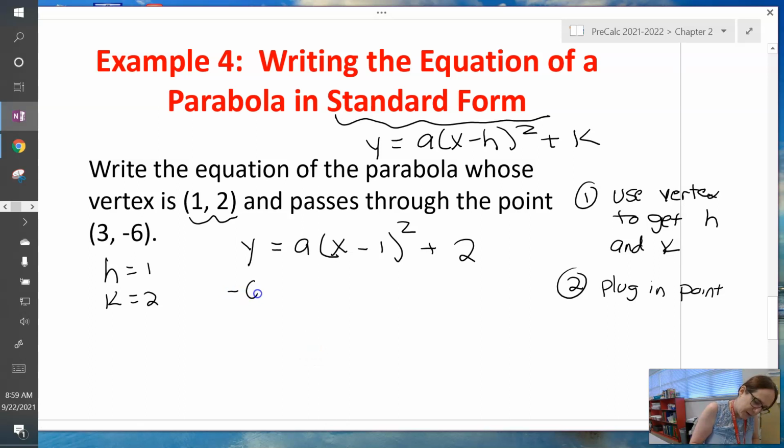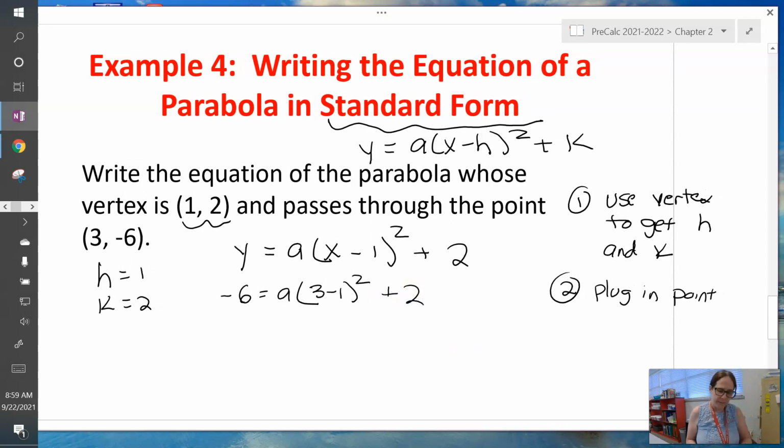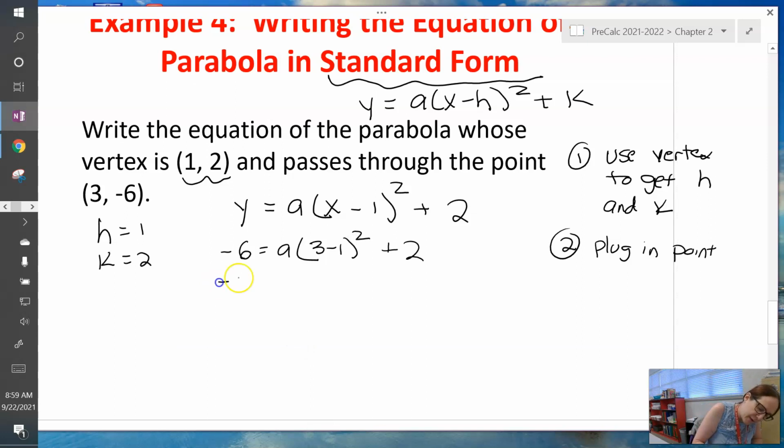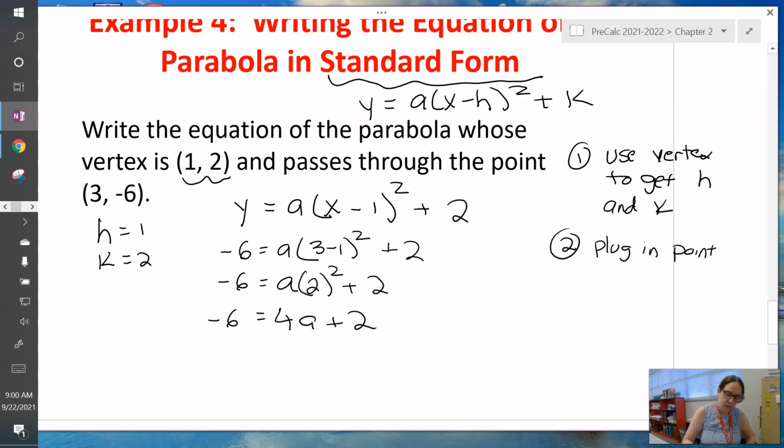y is -6, so -6 equals a times (3 minus 1) squared plus 2, plus k. Alright, so now I have -6 equals a times 2 squared. So -6 equals 4a plus 2. Now just subtract 2 from both sides. -8 equals 4a. Then a is going to equal -2.